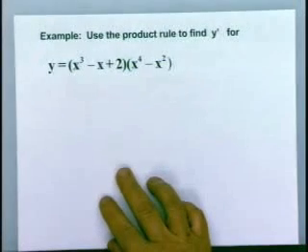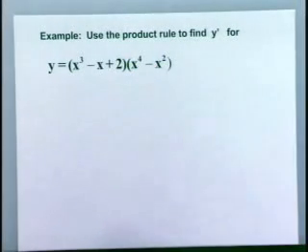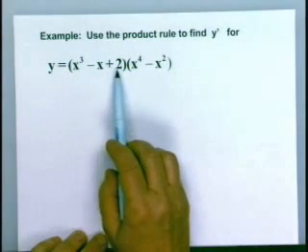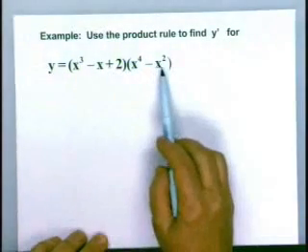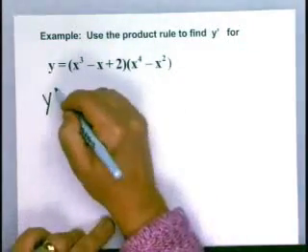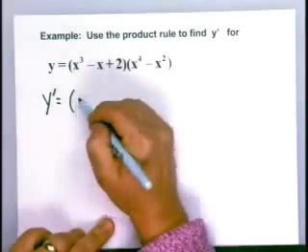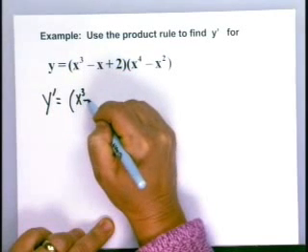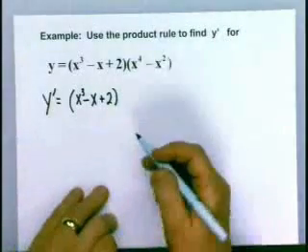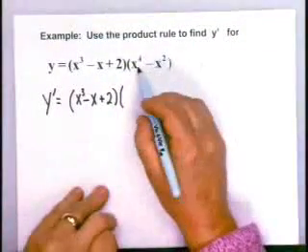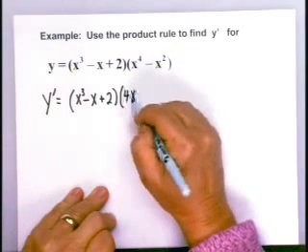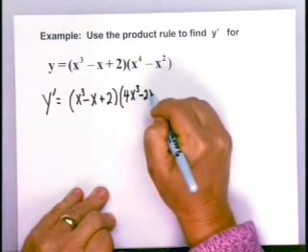Suppose that you wanted to find the derivative of the product of the functions x cubed minus x plus 2 and x to the fourth minus x squared. By the product rule, the derivative y prime would be the first function, x cubed minus x plus 2, multiplied by the derivative of the second function. The derivative of x to the fourth minus x squared is 4x to the third minus 2x.